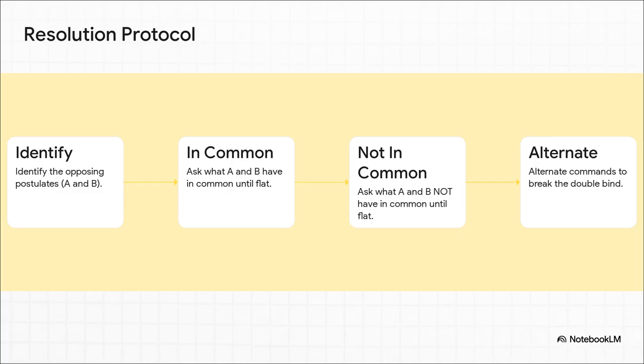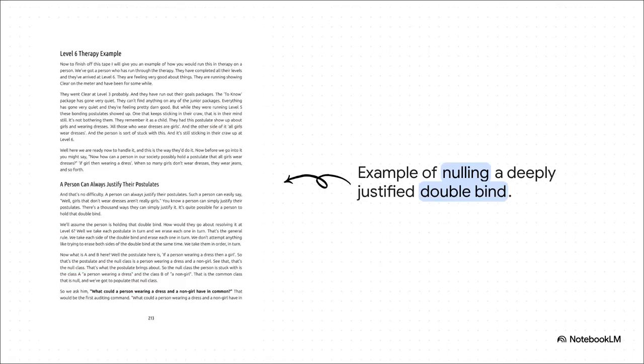Next, you ask the exact reverse. What could A and B not have in common? And you run that until flat, which empties the class again. By alternating these specific commands back and forth, you systematically dismantle the double bind until the electrical charge completely vanishes. Let's look at an example.